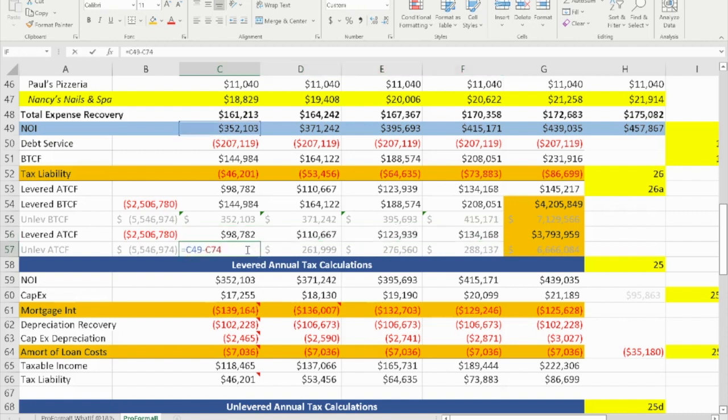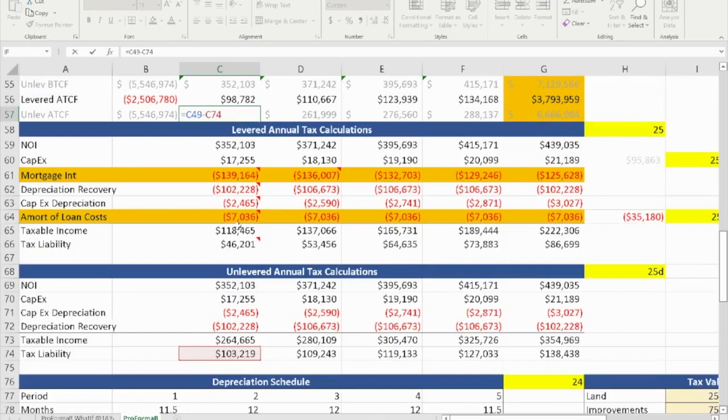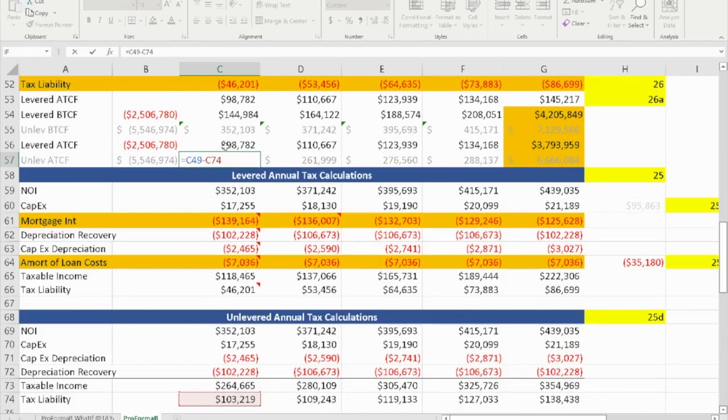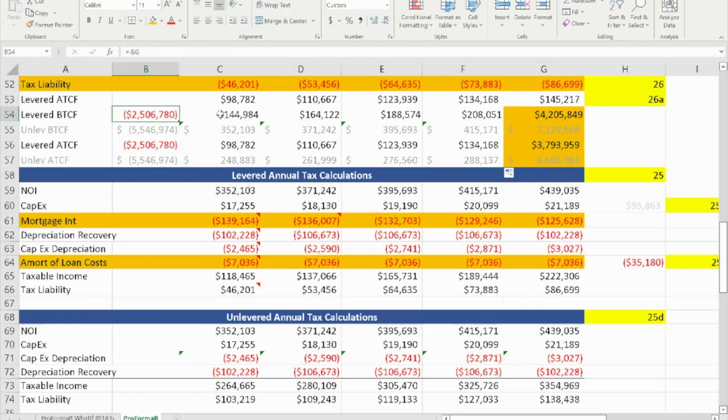The unlevered after tax cash flow is simply going to be the NOI, and you're going to have to deduct the tax liability that we calculated on the unlevered tax calculation. If you do that, that should give you, again, NOI minus the tax liability for unlevered tax calculation, which will give you $248,000. If you drag that across to year 4, you should have $288,000 for year 4. You should now have this table almost completed.